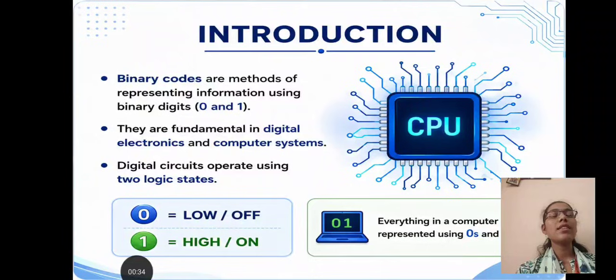So, the basic concept and introduction of binary codes. Binary codes are used to represent different types of information in digital systems. 0 represents low or off, and 1 represents high or on. This makes information easy for electronic circuits to process. They are fundamental in digital electronics and computer systems like the CPU. So this is the basic concept and introduction of binary codes.